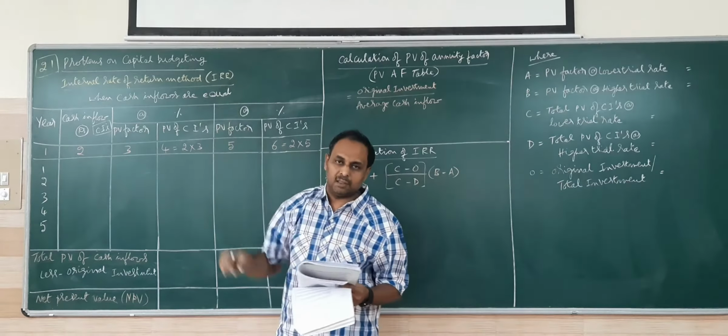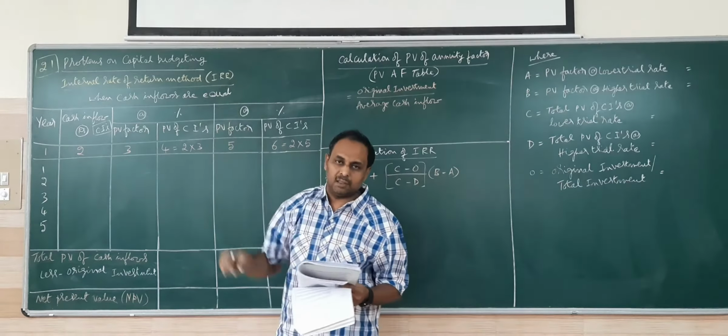The first situation is when cash inflows are equal. That means every year the cash inflows are the same; at that time, how to go about it. So here I have a problem in front of me. An equipment involves an initial investment of rupees 6 lakhs and annual cash inflow estimated at rupees 2 lakhs for 5 years. Calculate IRR. So every year it is 2 lakhs and the initial investment is 6 lakhs.